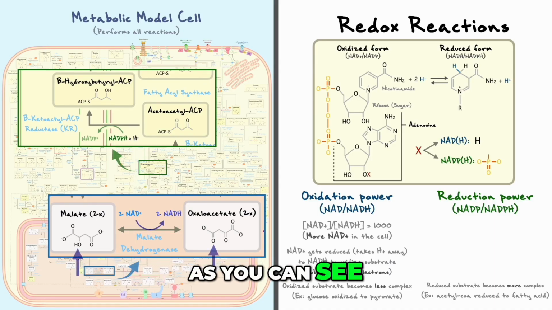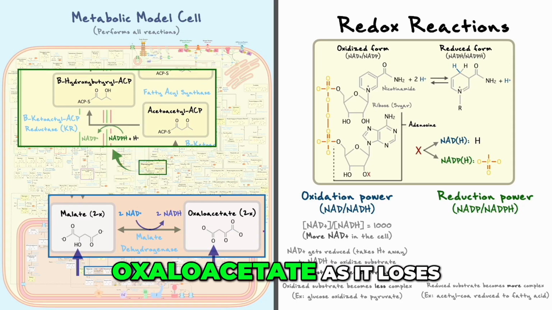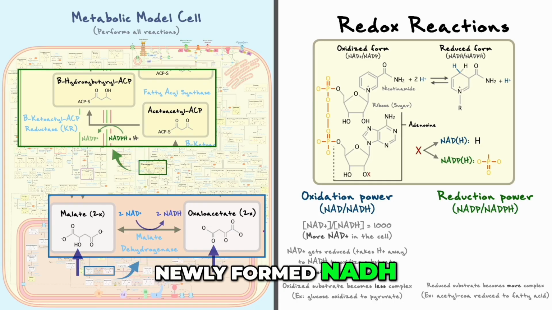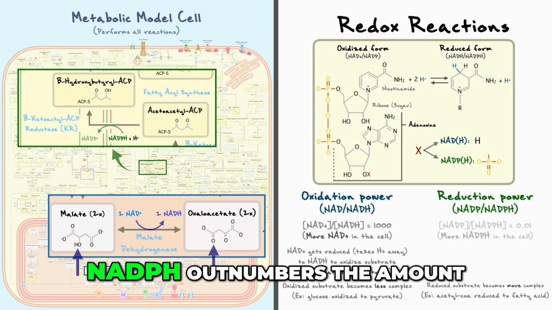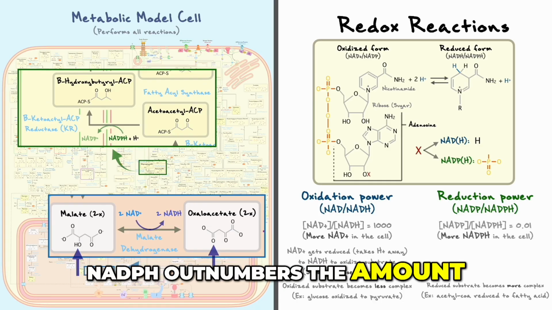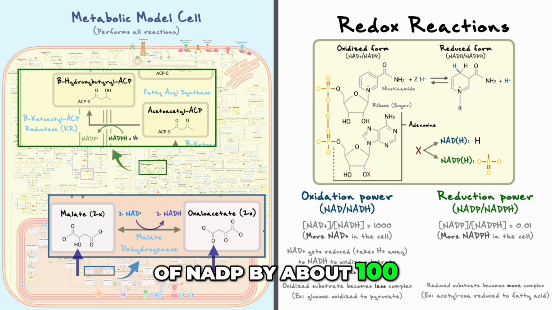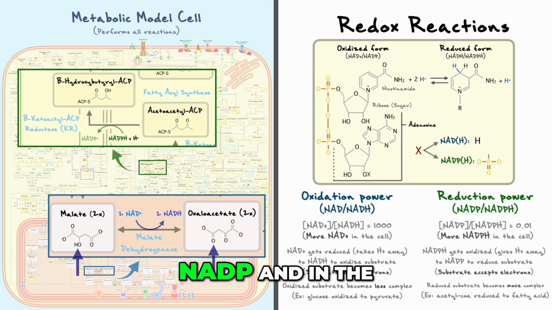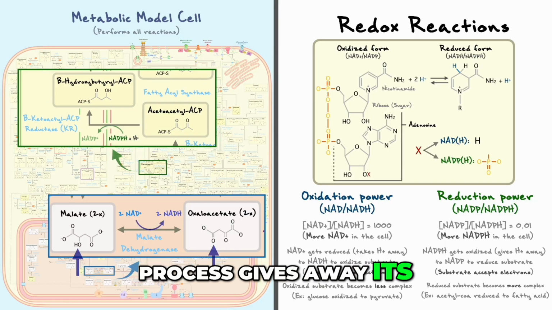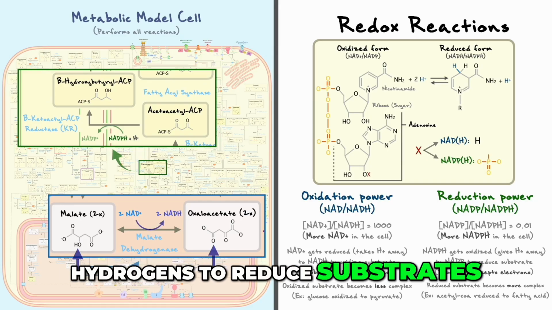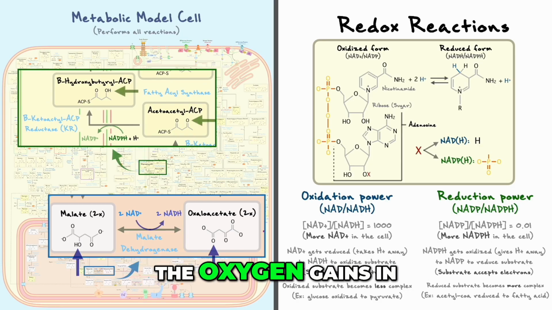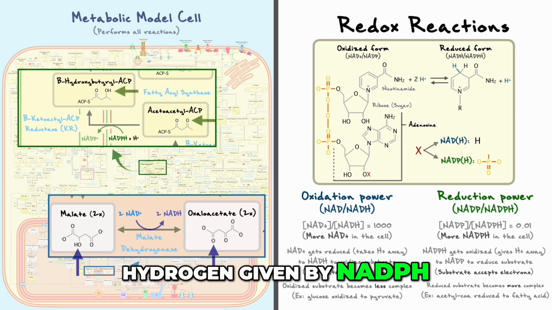So, as you can see in the example boxed on the left, malate gets oxidized to oxaloacetate as it loses that hydrogen to the newly formed NADH. On the other hand, NADPH outnumbers the amount of NADP by about 100. This high quantity of NADPH gets oxidized to NADP and in the process gives away its hydrogens to reduce substrates. The example in the green box on the left illustrates this as the oxygen gains in hydrogen given by NADPH.